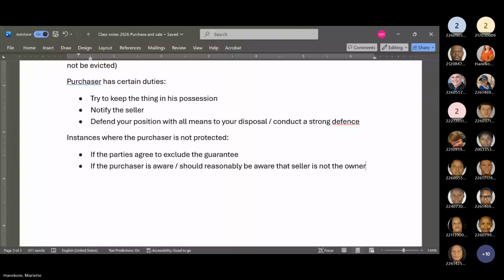And also, the seller is not liable if the eviction is not the fault of the seller. So land expropriation cases, for example, if you have bought land from somebody and the government subsequently comes and says, no, we're taking that land away from you because we need it for a railroad or whatever, it's not the fault of the seller. You can't hold the seller liable.